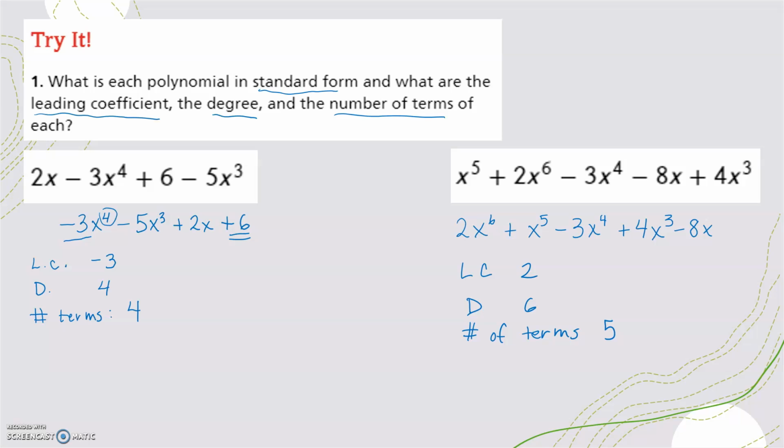And I didn't mention, but I should mention that if you have any like terms when you're writing your polynomial in standard form, you should add or subtract them together so that they are just a single term. It's not in standard form unless you've combined like terms.